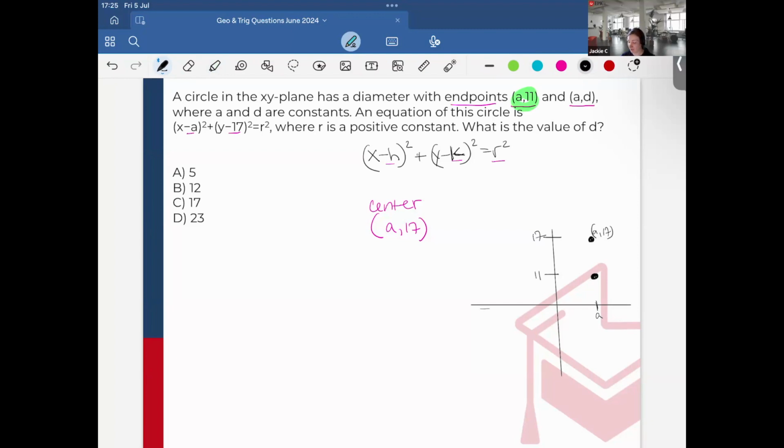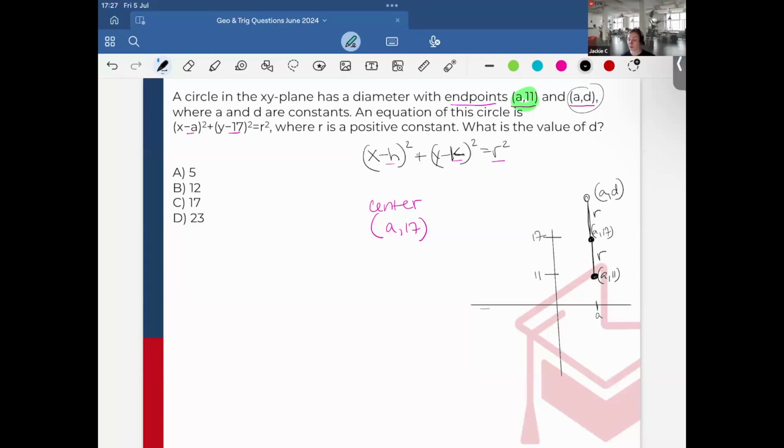Okay, so I have (a, 11) and (a, 17), and I'm asked for the value of (a, d). Okay, so important. If I'm to get the other value of d, I know that this distance from the center to the other endpoint, that's the radius. So I also know that the distance d that I'm looking for is also going to be whatever the radius is. So we'll be somewhere up here, will be (a, d). Okay, so this will be the radius.